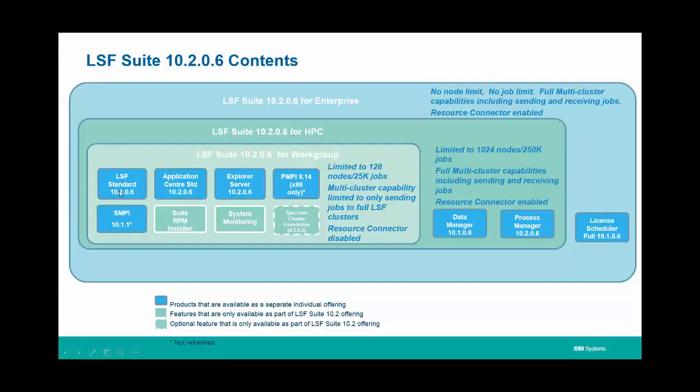So in here we have LSF, and it's LSF 10.1.0.6. You have the Application Standard, which is 10.2.0.6, Explorer, which is 10.2.0.6, and Platform MPI 9.14, and that's the x86 only edition. You have Spectrum MPI, which is 10.1.1. And you have the option of using a Spectrum Cluster Foundation. So those are the 3 editions of LSF Suite, along with the versions of LSF and the add-ons that are included in these offerings.